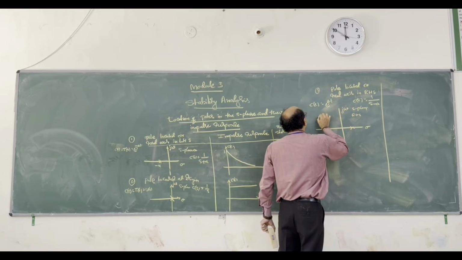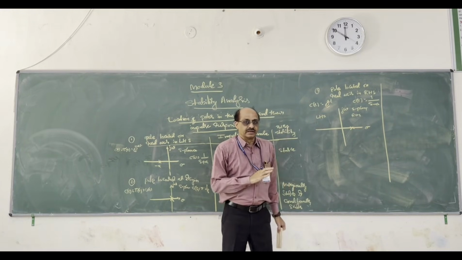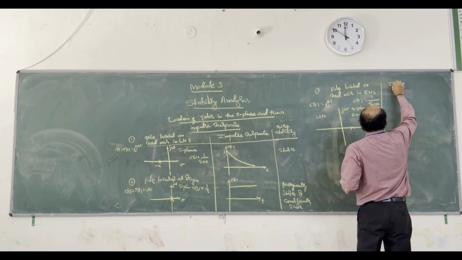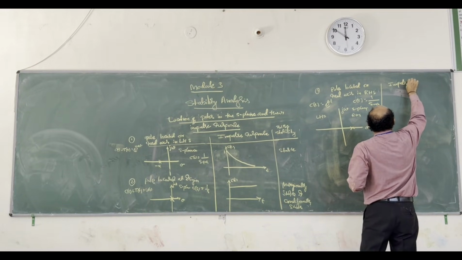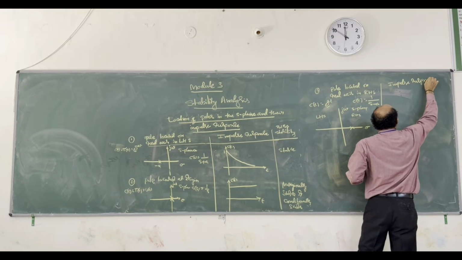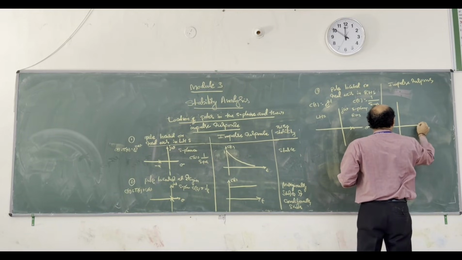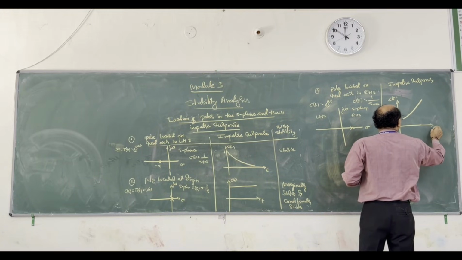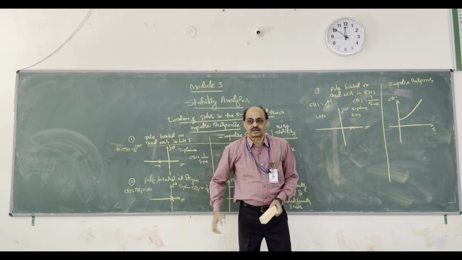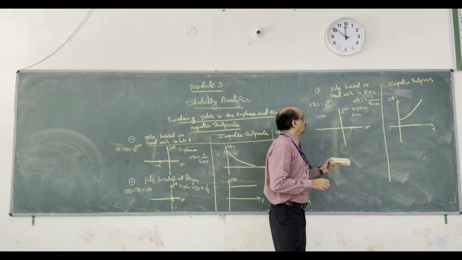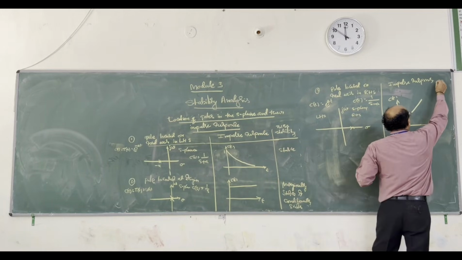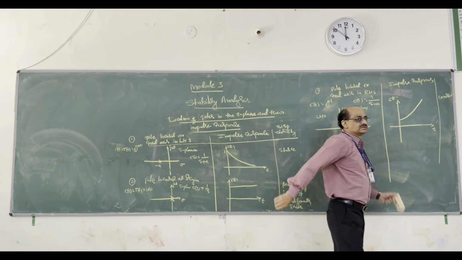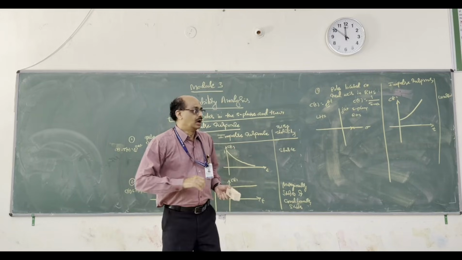Important to note, right half of s plane. Then the impulse response, you will get a response where the magnitude goes on increasing, and of course that way it is unstable. Under stability, you can call it unstable.